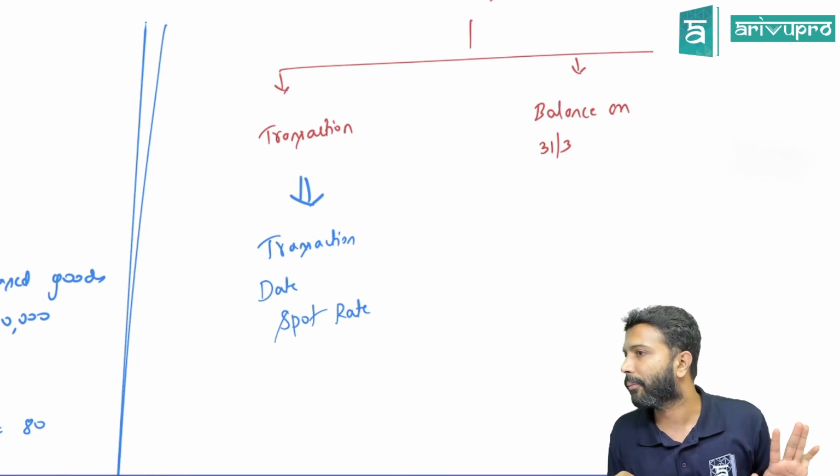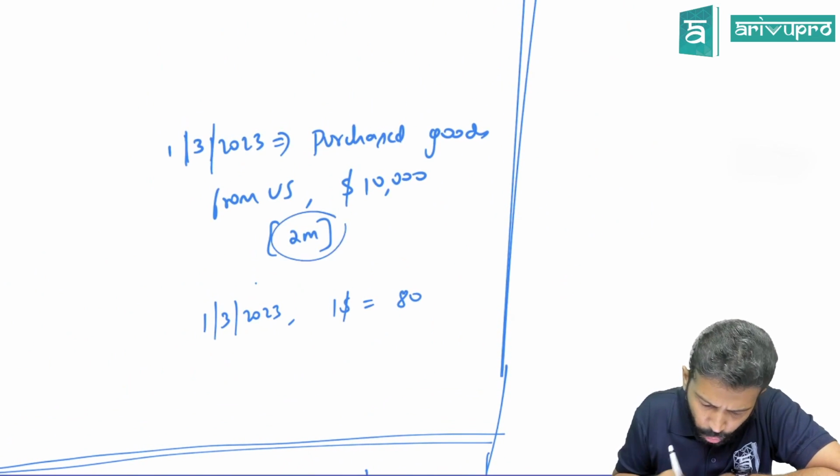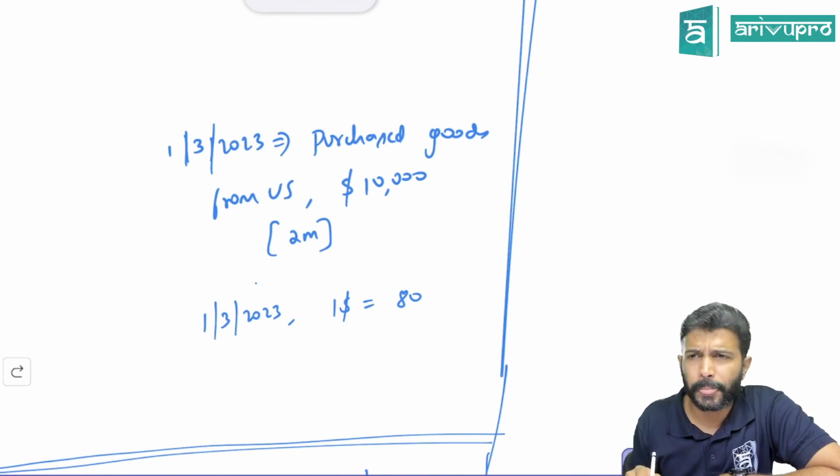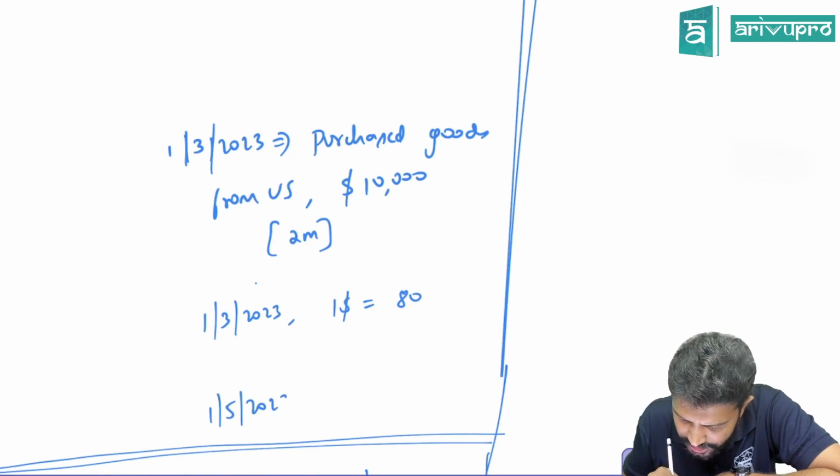Any confusion in this problem, anybody? Or good enough? Good enough, huh? All right. Sir, let's say he is giving 2 months credit. That means the due amount will be April, May. So we have to pay him the money only on 1st May.